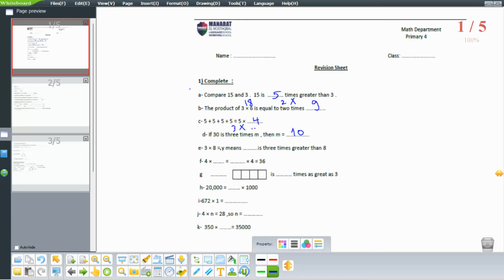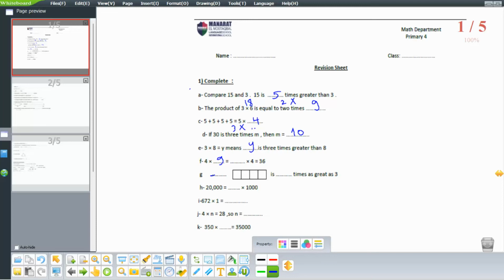3 times 8 equals y means y is 3 times greater than 8. Which number will be y? 4 times which number equals 36? Which number times 4 equals 36? It means we have the same numbers here, and this is the commutative property. So we are going to look for a number which multiplied by 4 gives 36, which will be 9.